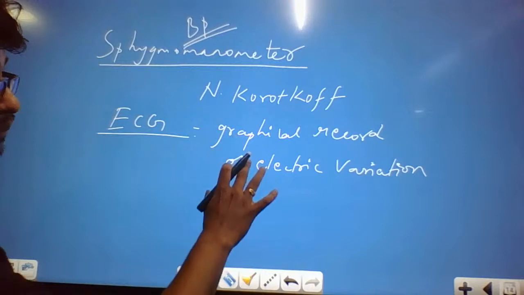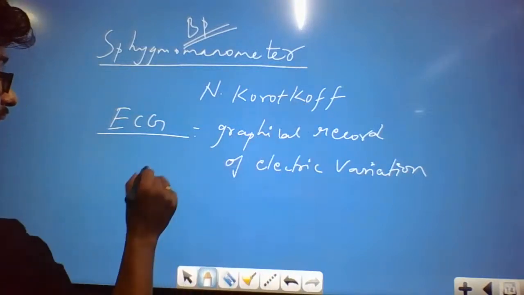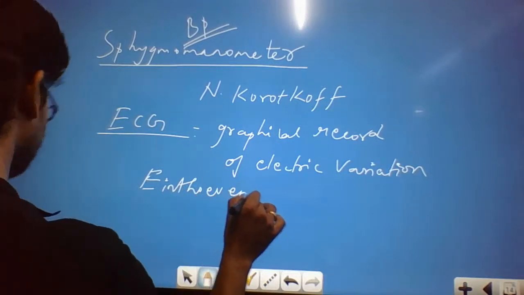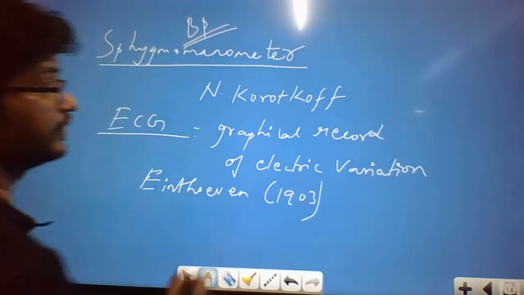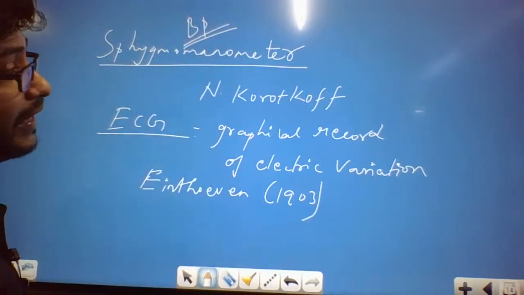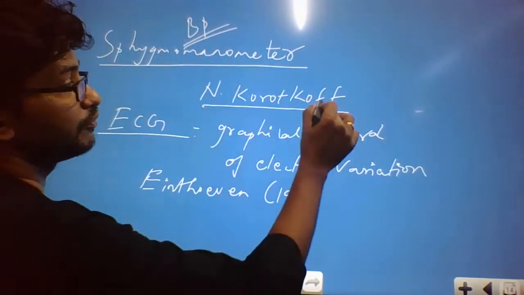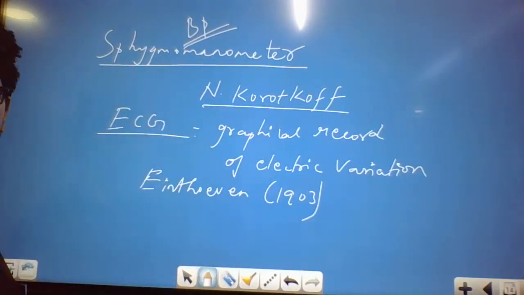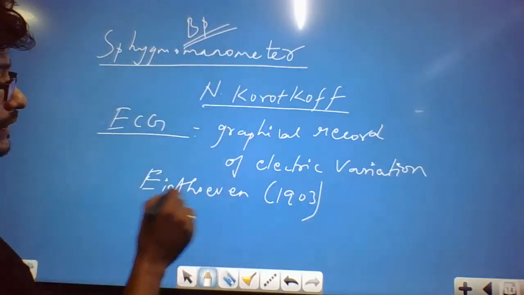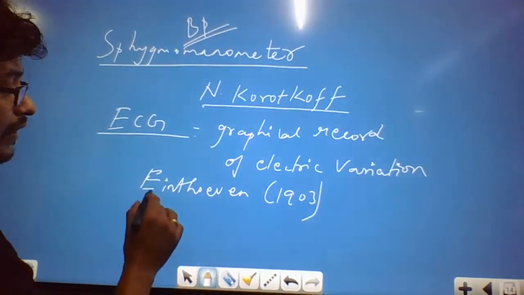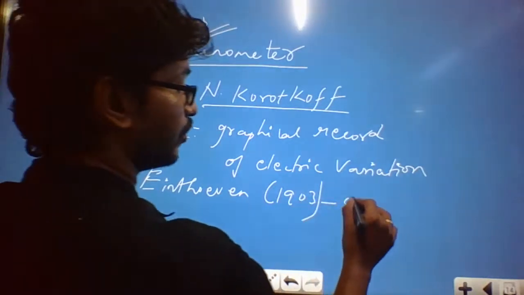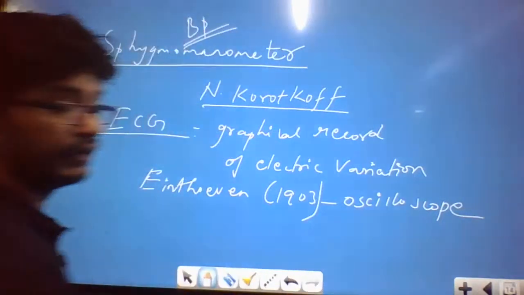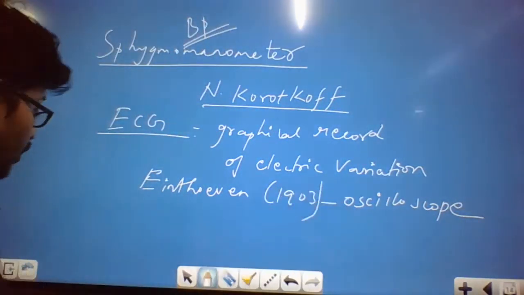This ECG was first identified by Einthoven in the year 1903, using the device called an oscilloscope. But the blood pressure mechanism using the sphygmomanometer was first found by Nikolai Korotkov.